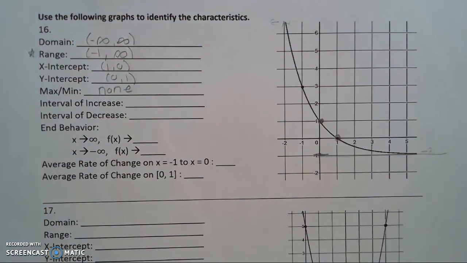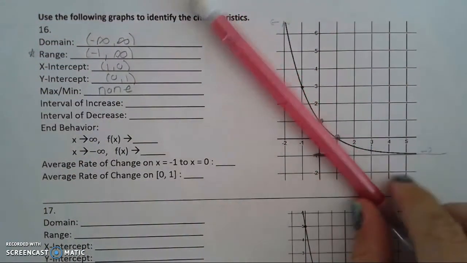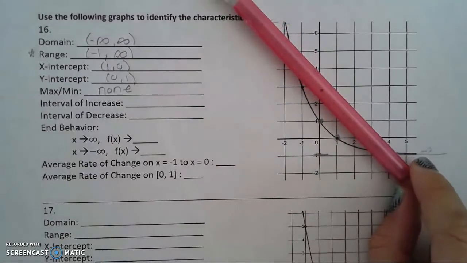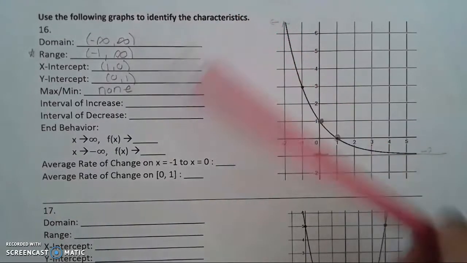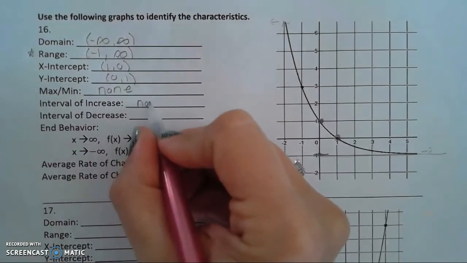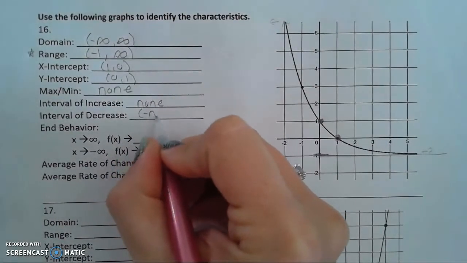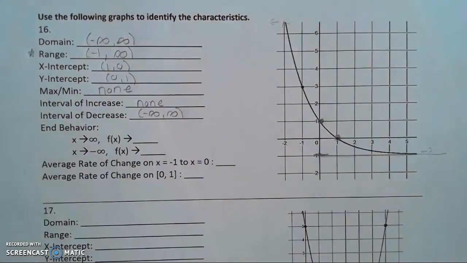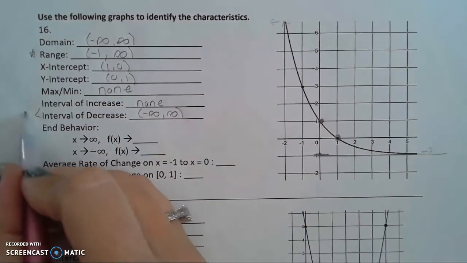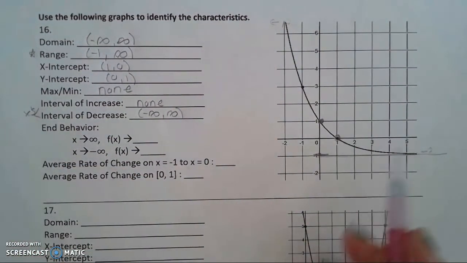Intervals of increase and decrease. This whole function is getting smaller and smaller every single time, so the whole function is decreasing. So there is no interval of increase. The whole function, every single x value, remember these are x's, are decreasing.